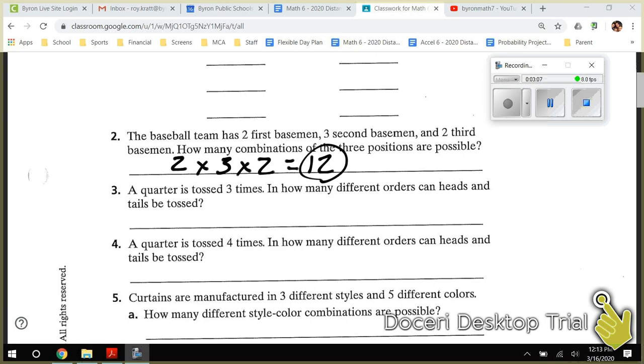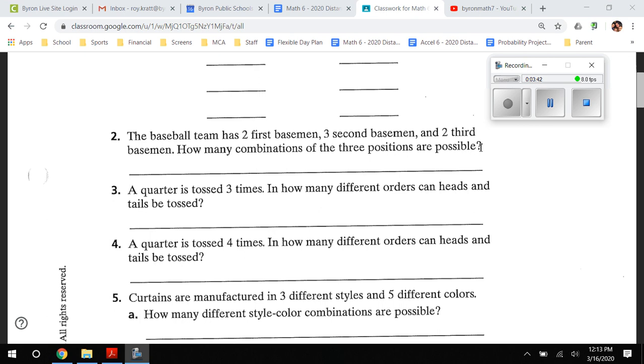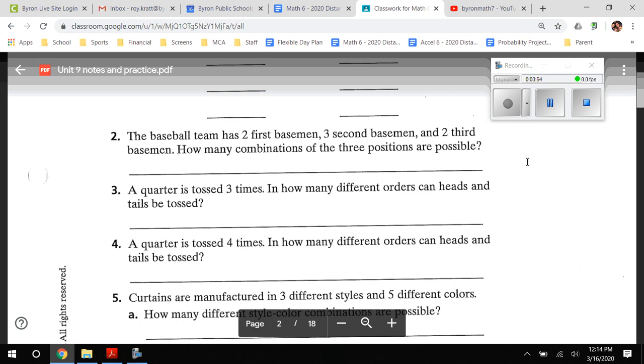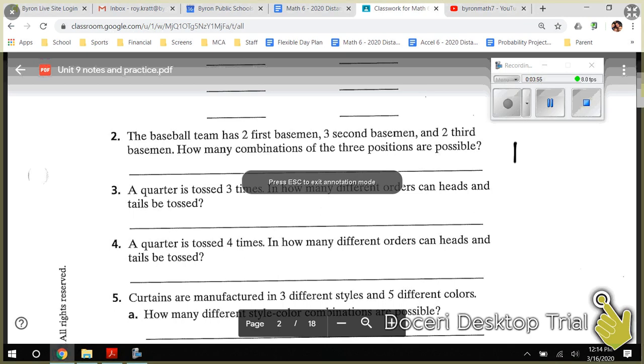A quarter is tossed 3 times. In how many different orders can heads and tails be tossed? So this is an interesting question here. Again, a quarter is tossed 3 times. So sometimes a little tree diagram is helpful. So first of all, I'm gonna flip 1 quarter. I'm gonna get either a heads or a tails.